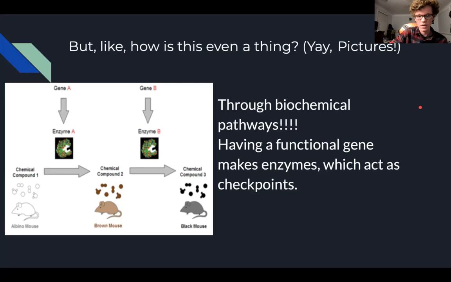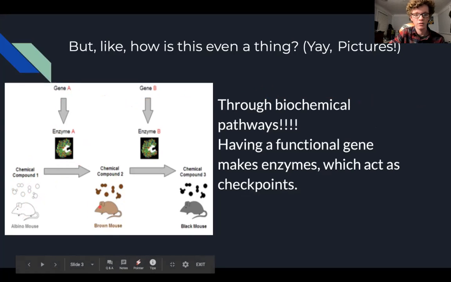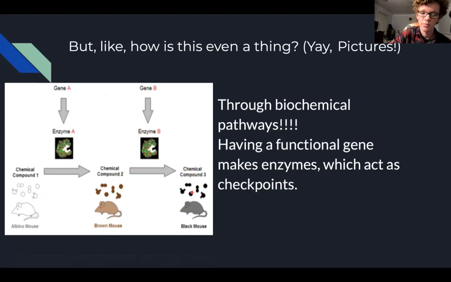So how is that possible, right? What we see here is a gene, the presence of a functioning gene creates an enzyme, which almost acts as a checkpoint, right? This is just an example that we won't be using, but this mouse is colorless, and with this enzyme, it passes on to being a brown colored mouse with enzyme B created by gene B, or the presence of gene B rather, it can then transfer to being a black mouse.